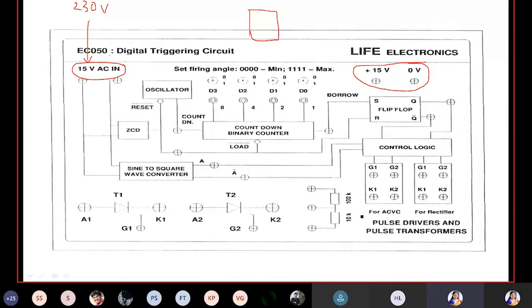Now let's see how to do the connections. What is the circuit here? It is an AC voltage, single phase, half controlled rectifier, right? We have a 230 volts power supply.